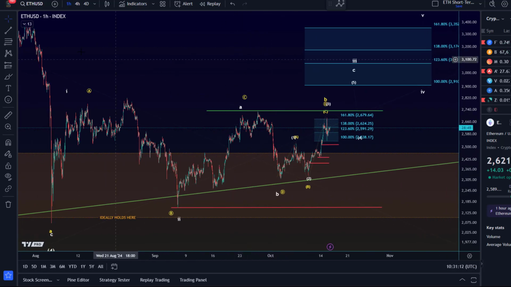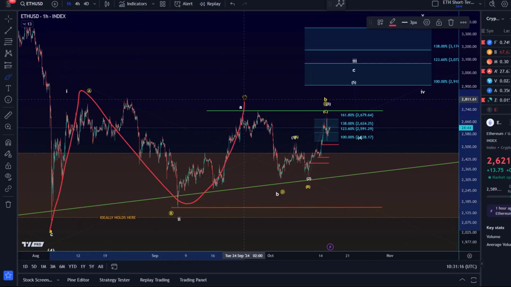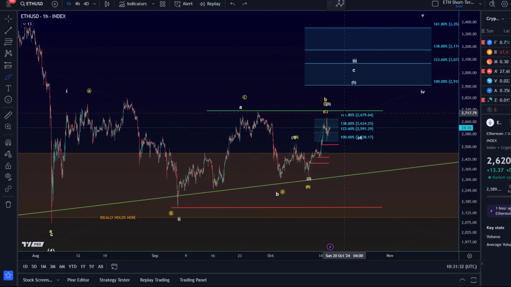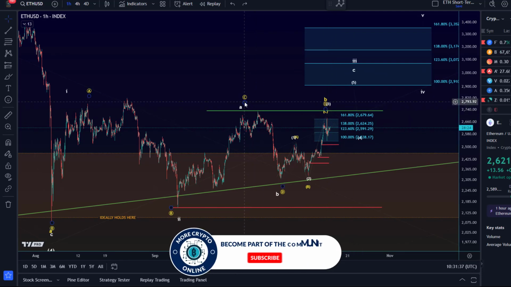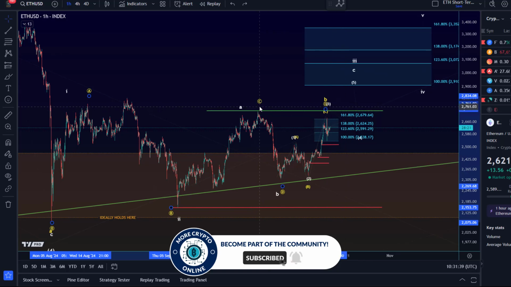Now, the wave count is still a possible triangle pattern where we have an A wave, a B wave, a C wave, a D wave, and an E wave. The triangle as it is will be invalidated with a break above the C wave high here at around 2,734. That would not invalidate the entire triangle, but it would invalidate the microstructure as it is. It's always possible that wave C does extend a bit, but it will be fully invalidated with a break above the A wave high, which is at 2,785.